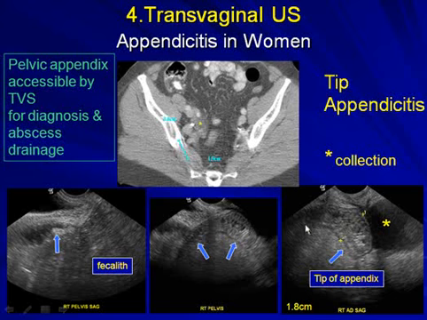And here we see clearly that she had a tip appendicitis. The tip of her appendix measured 18 millimeters in diameter. Notice the loss of the bowel signature and the early phlegmonous fluid collection near the tip.